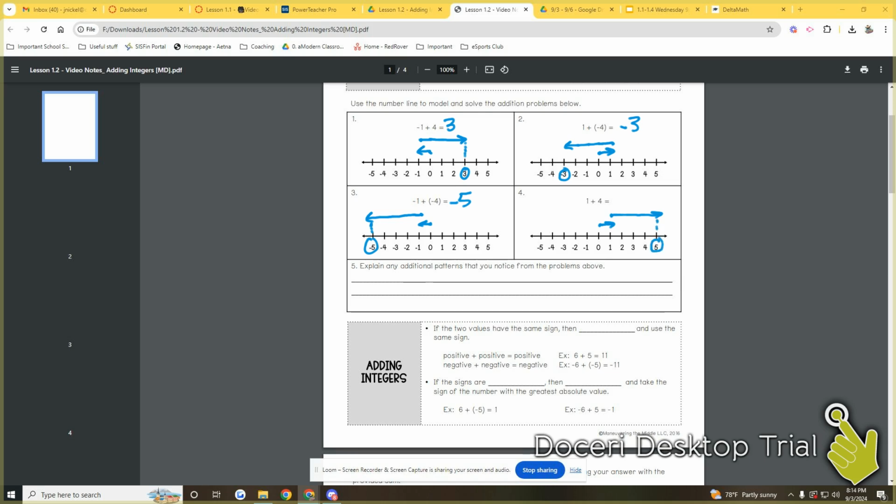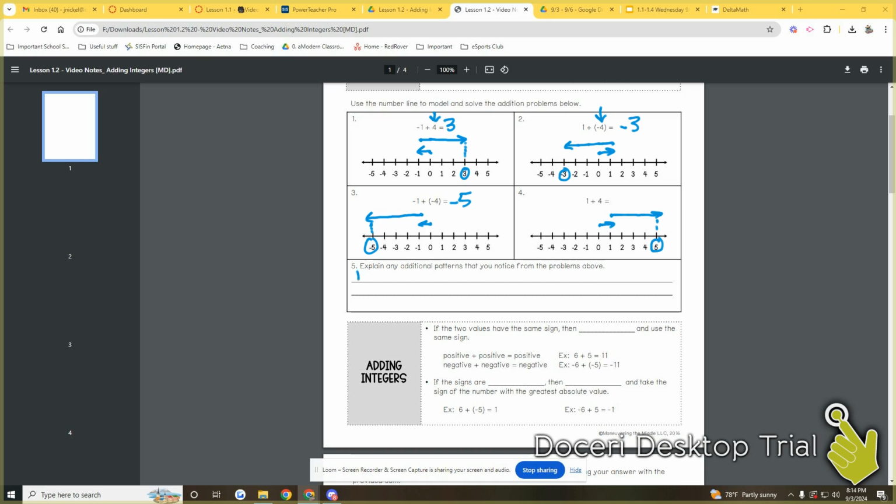So let's look at the pattern we just discovered. So numbers 1 and 2, we had different signs. We have a positive and a negative for both. Well, what happened? If you look, the 4 was positive, and it's a greater absolute value, and it ends up being a positive answer. And the -4 was bigger, and it's a negative. And notice how it turns into a negative answer. Okay, so let's talk about that.